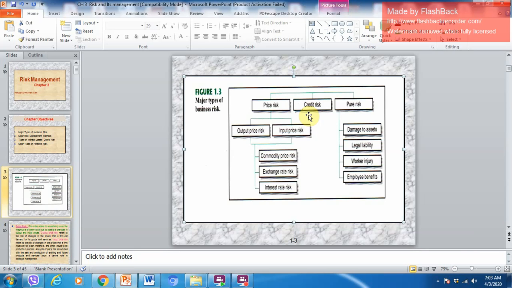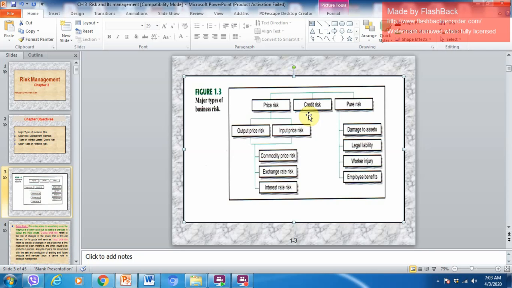Then the last category we discussed was pure risk. Under pure risk, the first one is damage to assets. Damage to assets means the risk of reduction in value of business assets due to physical damage, theft, and expropriation. In simple words, it means if someone steals your goods or you have a loss in your business due to a road accident, this risk is also linked with the business.